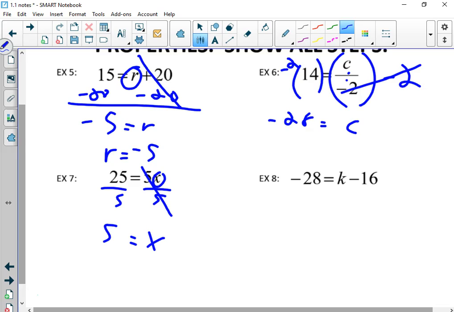The next one is a very important one to show your work on because, again, mental math might lead you to the wrong answer. Here's my k. It's being subtracted by 16, so I need to undo that. Now, remember, you're in the hole, $28. You owe someone $28, but you pay back 16. Just use a little common sense here.